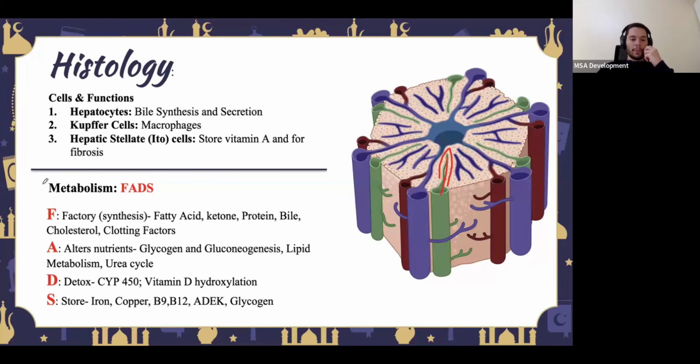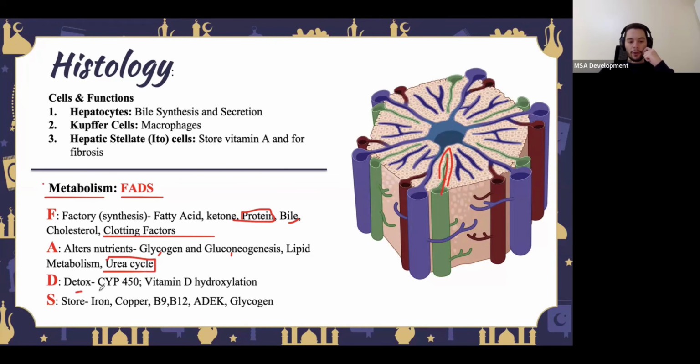Right. Then finally, regarding metabolism, try to understand it rather than memorizing it. I made a quick mnemonic. The liver is a FADS. F is for factory. It synthesizes a lot of your fatty acids, your ketones, your proteins, such as albumin. It synthesizes bile, as we all know, cholesterol, and clotting factors. And A is for altering nutrients. It alters your glycogen, your gluconeogenesis. It's important for your urea cycle and for your lipid metabolism.